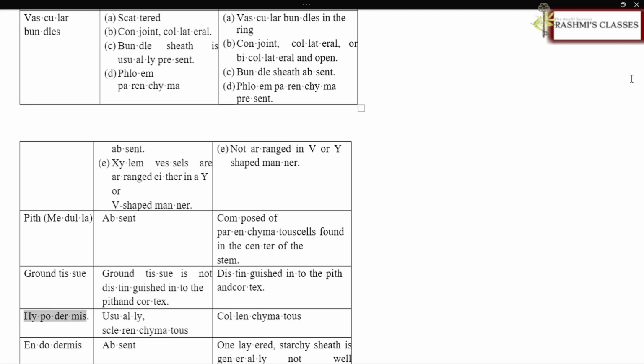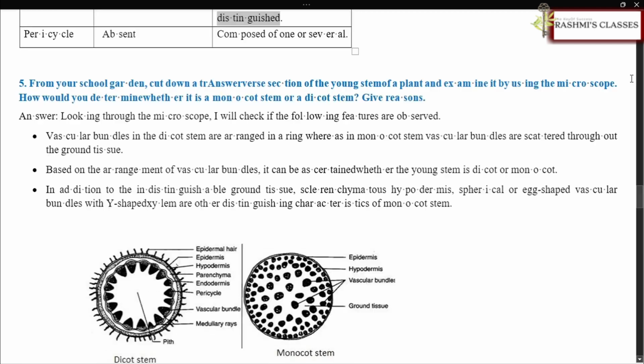Hypodermis. Usually sclerenchymatous. Collenchymatous. Endodermis. Absent. One-layered, starchy sheath is generally not well distinguished. Pericycle. Absent. Composed of one or several.